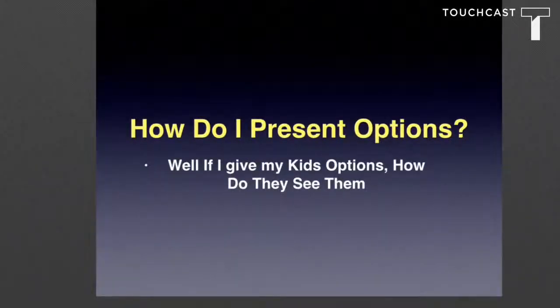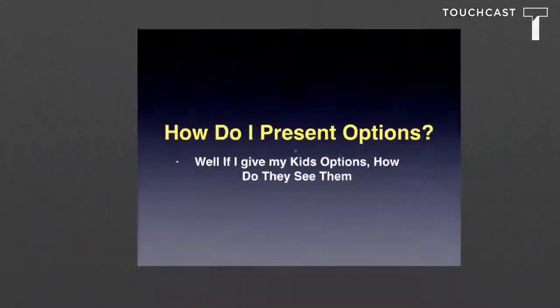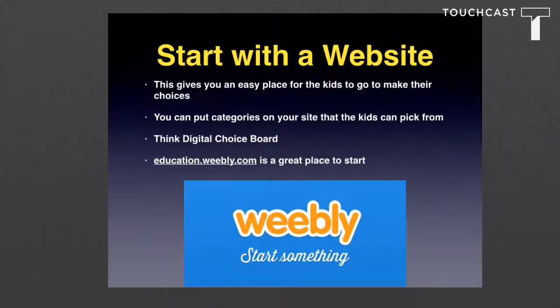So how do I present some options? One of the first ways to present options and choices for kids is to start with a website. It gives you an easy place for the kids to go to make their choices. You can put categories on your site that the kids can pick from. Think like a digital version of a choice board. Education.weebly.com is a great place to start in building your own website.